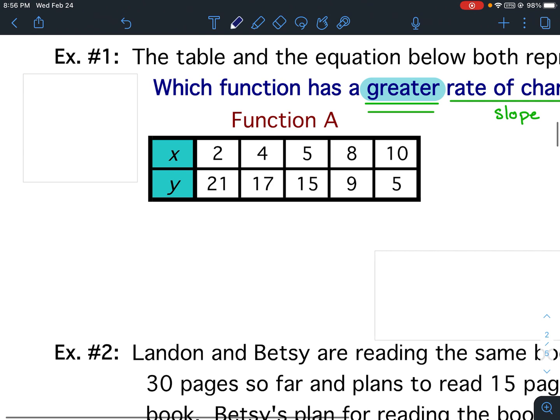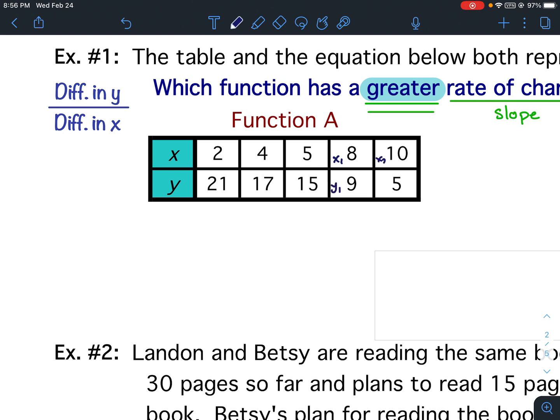However, for function a, I need to find the slope or the rate of change. Now, slope is y2 minus y1 over x2 minus x1. In other words, it is the difference in y values over the difference in x values. There's two ways we could do this. We could pick an x1, y1, x2, y2, and use your formula, 5 minus 9 over 10 minus 8. You could do it that way. There is nothing wrong with that.